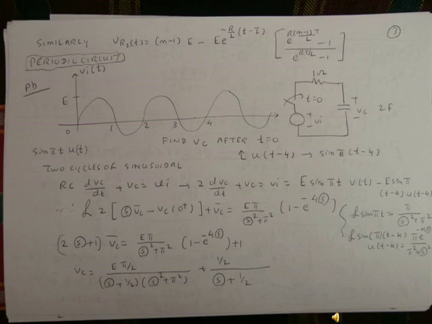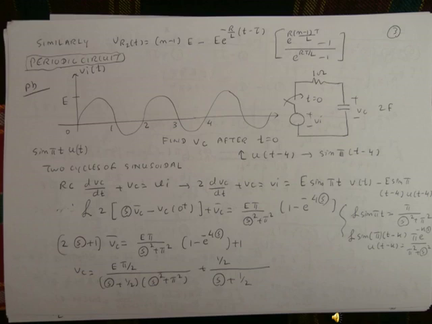So we have to write down the equation. The function will be u(t minus 4), so the function is sin(πt) u(t). So u(t minus 4) is equal to sin π(t minus 4). Then we write down the equation for the circuit: RC dVc/dt plus Vc is equal to Vi, so that will be 2 dVc/dt plus Vc is equal to Vi. That is also equal to E sin πt minus E sin π(t minus 4) u(t minus 4).